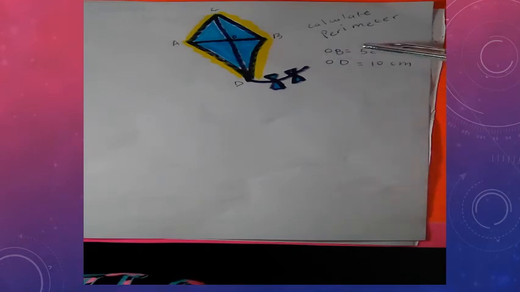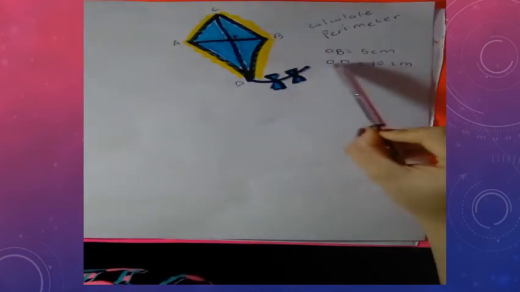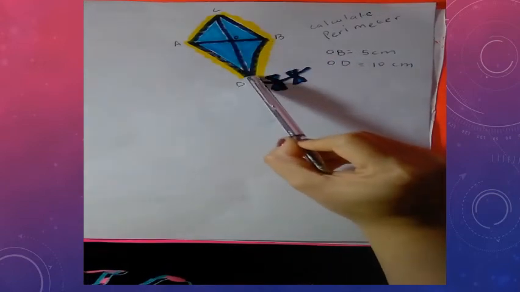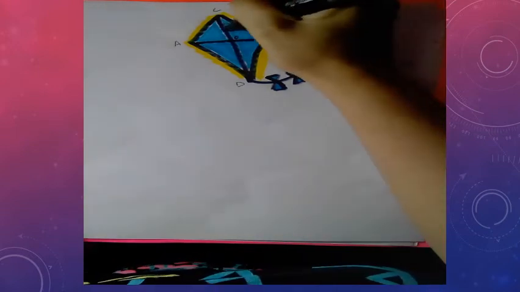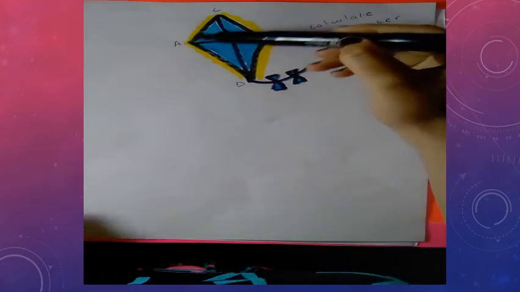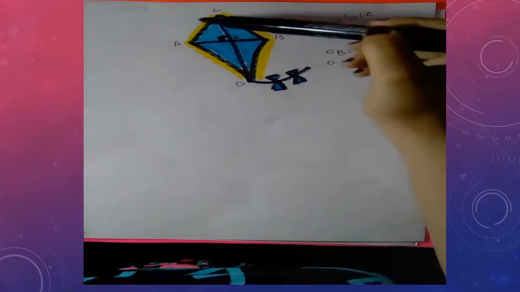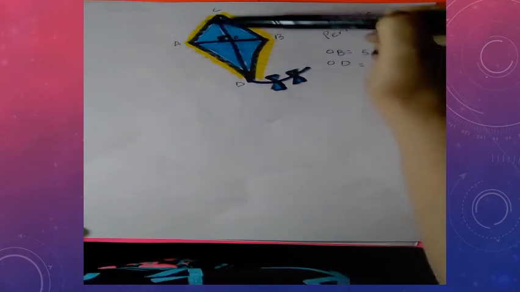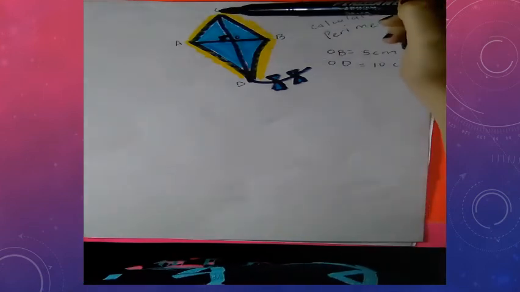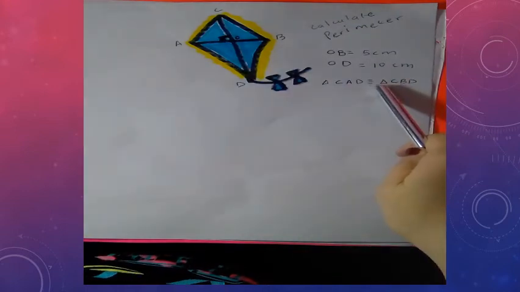We are given that OB is equal to 5 centimeters, which is from the center to B. So this line is 5 centimeters, and OD is equal to 10 centimeters. So from the center O to D, the end of the kite, is 10 centimeters. From the properties of a kite, we also know that this corner is 90 degrees. So what we have in this kite is 4 triangles. And from the properties of a kite, we know that triangle CAD on the left is equal and congruent to the bigger triangle on the right, CDB. So triangle CAD is the same as, or congruent to, triangle CBD.